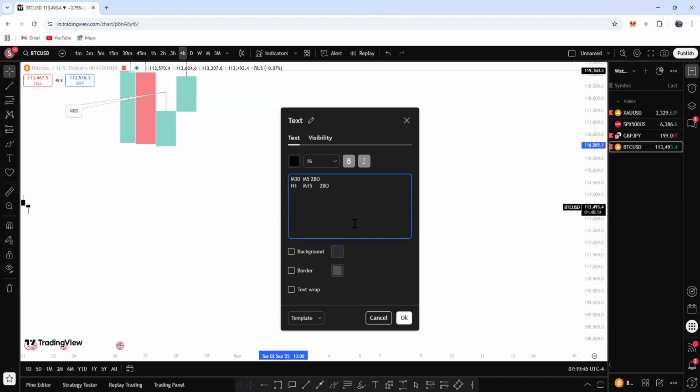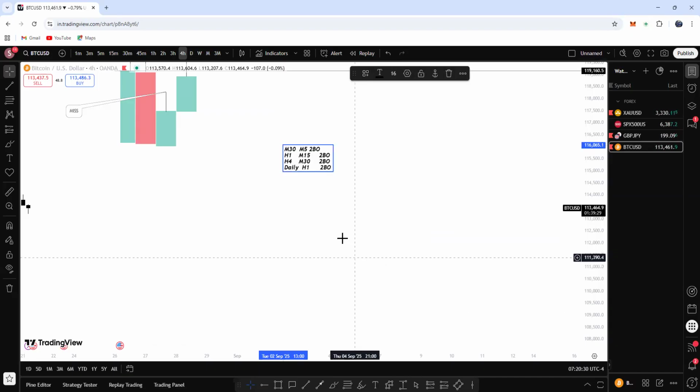If you have your setup on H4, you go to your M30. M30 for your 2 times breakout. And if you have your setup on daily, you go to your H1 for your 2 times breakout.